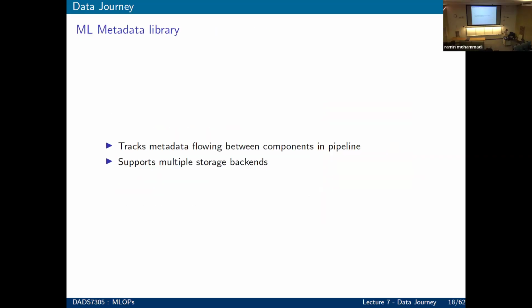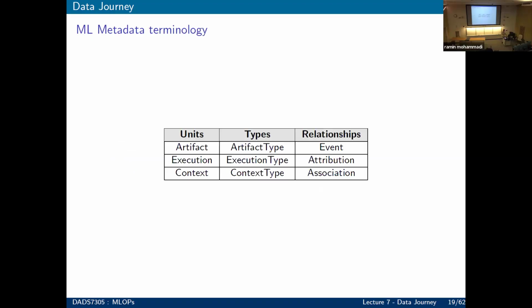All right. So when we talk about MLMD, the ML Metadata library, it helps you track the metadata flow between different stages of your pipeline. It also has good support for different storage backends. You can do local storage, or global, like cloud storage. It's pretty resilient.